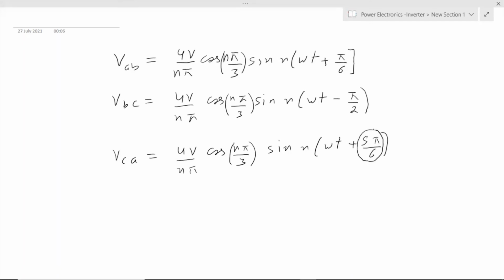Okay, so here n is an odd number, 1, 3, 5, 7 to infinity. So this is how in 180-degree conduction mode the three-phase AC source is generated.